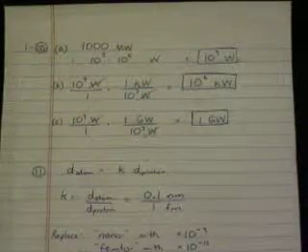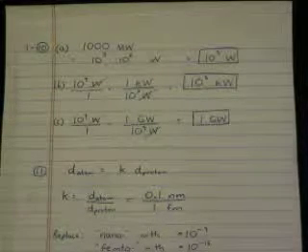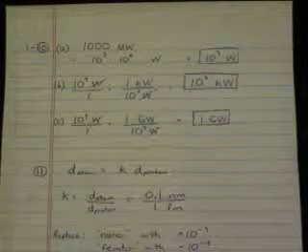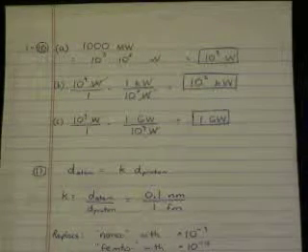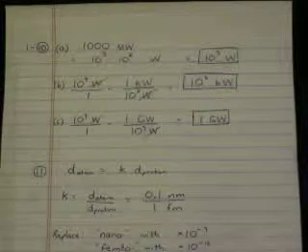This is Physics 104A at Porterville College, Chapter 1 Homework Solutions, starting with number 10. Number 10 says the power output of a typical large power plant is 1,000 megawatts. Express the result in watts, kilowatts, and gigawatts. Okay, so it's a unit conversion.